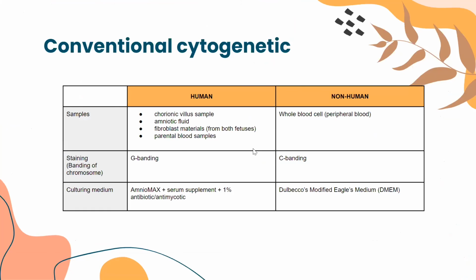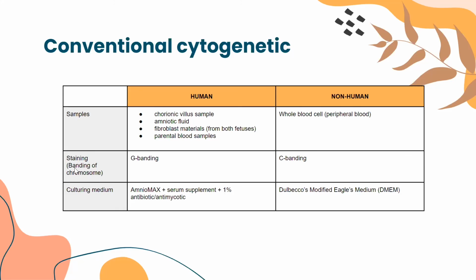In terms of the sample, the human paper uses 4 different samples, which are chorionic villus, amniotic fluid, fibroblast, and blood sample. Whereas the non-human paper uses only one sample, which is the peripheral blood. In terms of staining, both human and non-human use Giemsa staining.